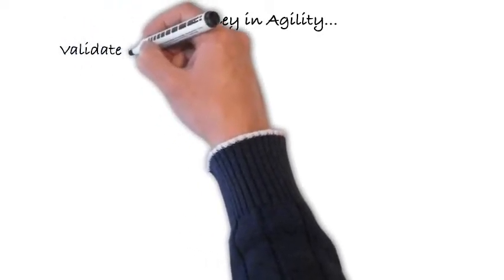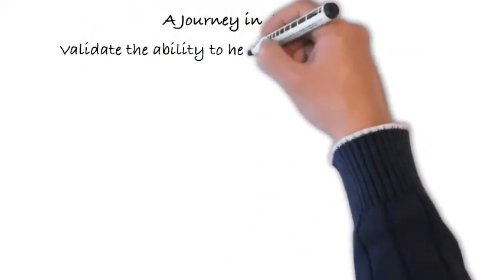Now that we've spent time understanding the client, we need to validate our ability to help. Do we have the right people and resources to help the client achieve their goals? A big part of the validation process is to establish the intent. Undertaking an Agile journey represents a significant investment. Because of this, we need to understand what does the client see as their end goal.